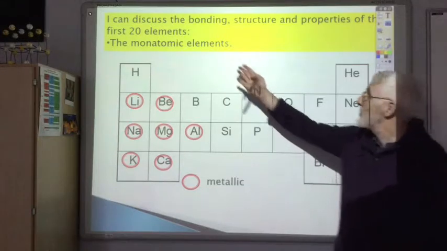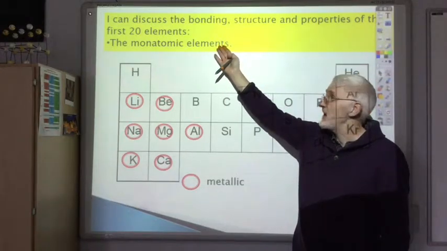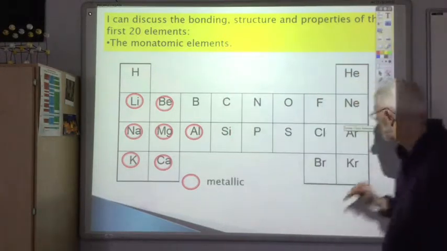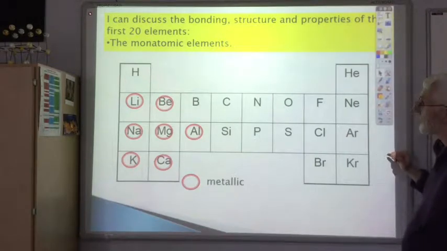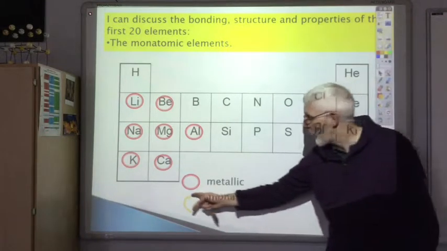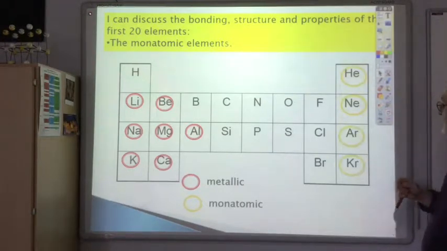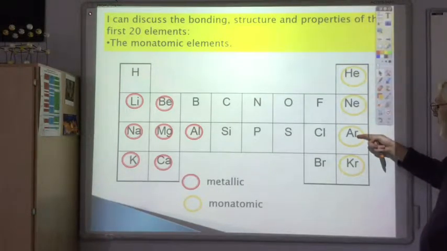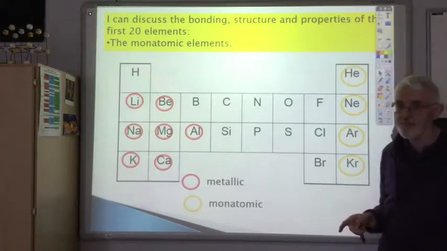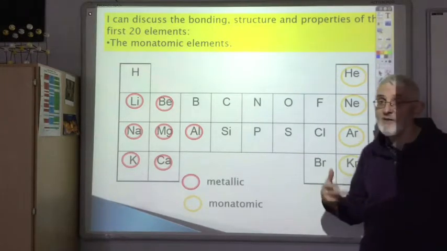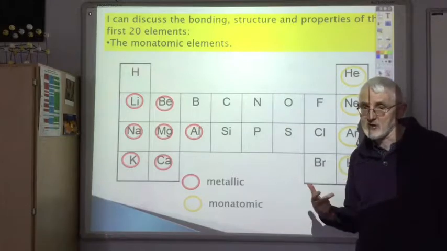Okay, now we're going to look at another set within the first 20 elements, the monatomic elements, and we'll give them a sort of orangey circle. And they are the noble gases: helium, neon, argon, and we'll include krypton. And they all have the same bonding structure and properties.